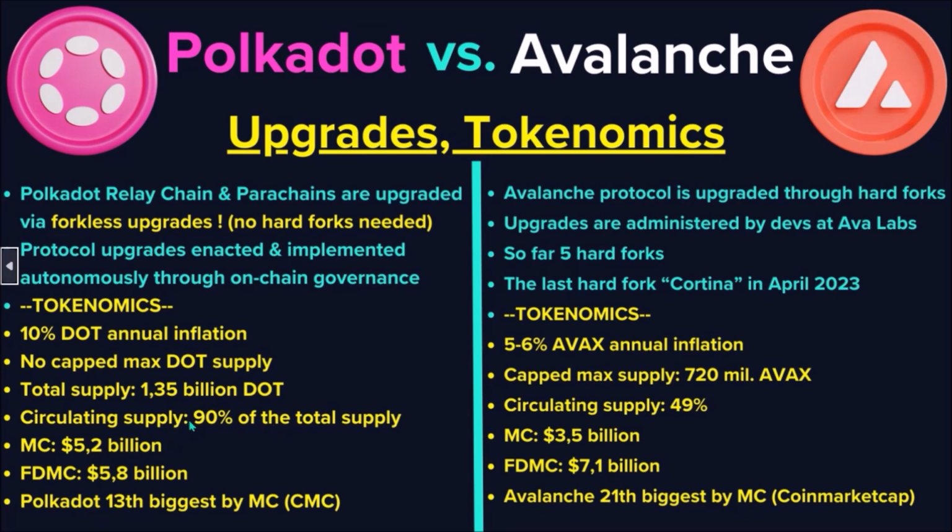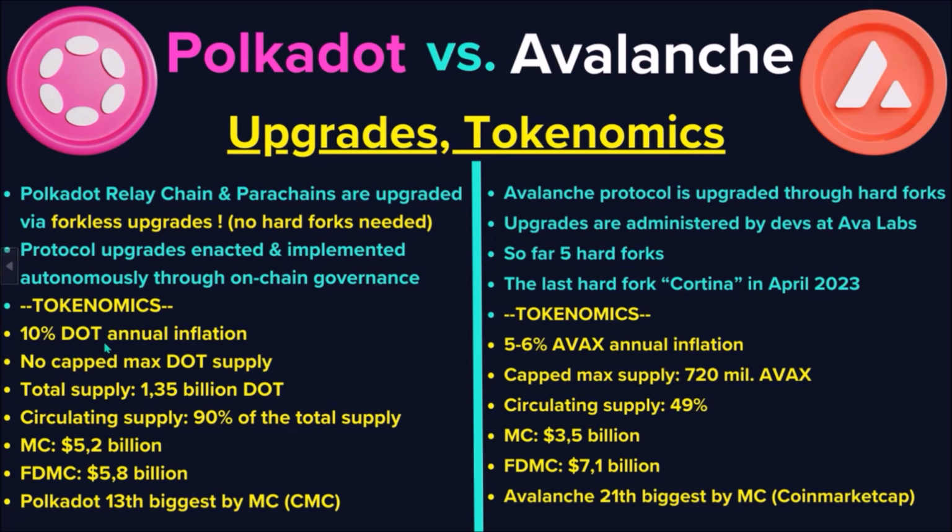Polkadot, over 90% of the total DOT supply is in circulation. The current market cap of Polkadot is 5.2 billion. And given that over 90% of DOT is already in circulation, the fully diluted valuation of Polkadot is only a bit higher, 5.8 billion. That means when comparing fully diluted market valuations, Avalanche actually has a higher valuation.